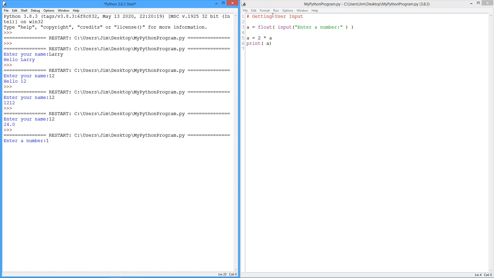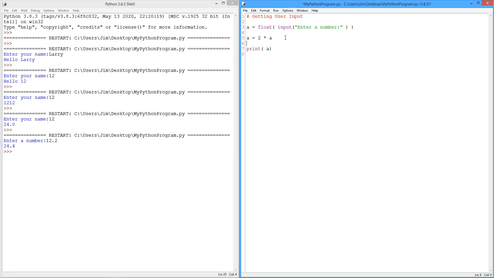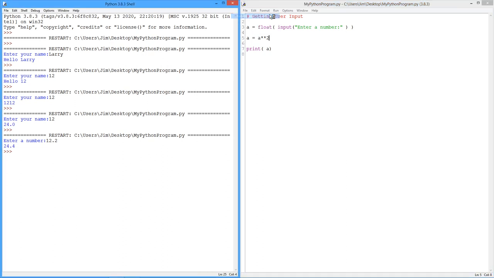Okay, enter a number, 12.2. All right, 24.4, beautiful. Now we can get a little fancier here. Let's do something a little bit more complicated. Like I say, let's square A. So I enter a number and I put in 2.034. So here I am with one of these long digit things.